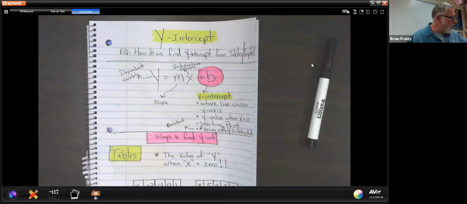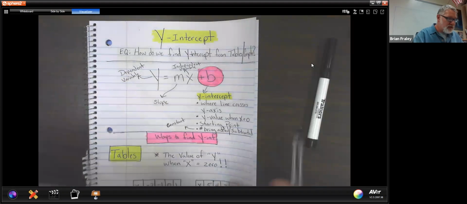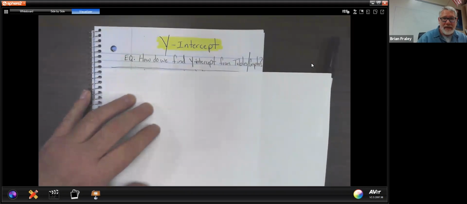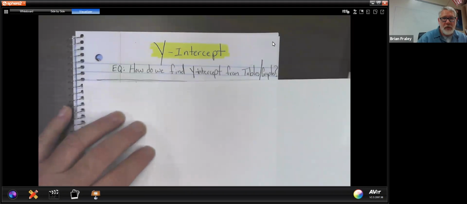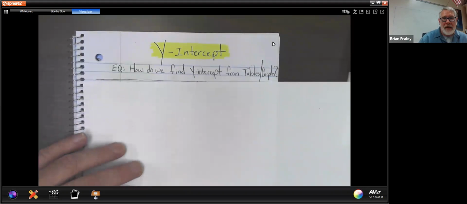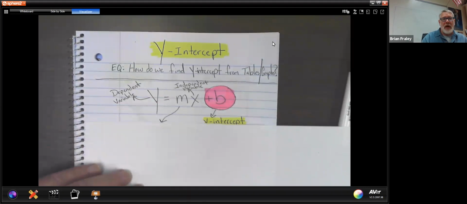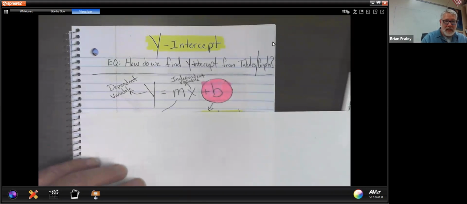Okay, guys, so today we are going to go over y-intercept. Y-intercept is another part of the slope-intercept form. First, let's go ahead and get down the EQ. The EQ says, how do we find y-intercept from tables or graphs? And let's go right back to our equation of y equals mx plus b.